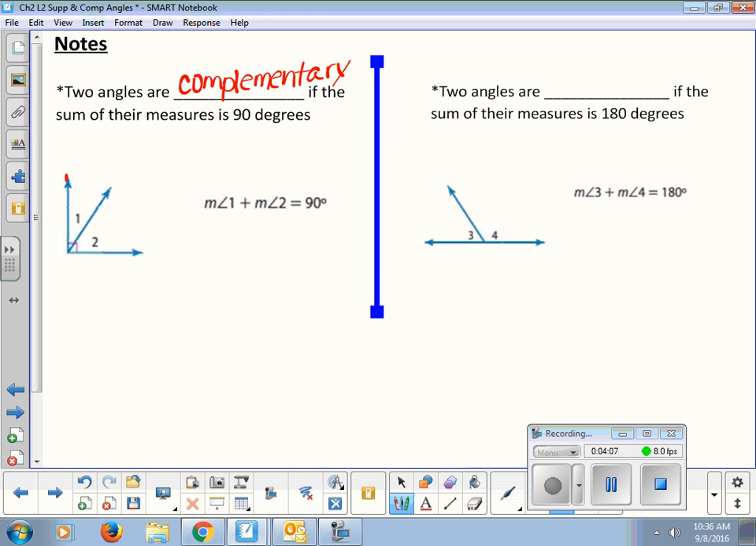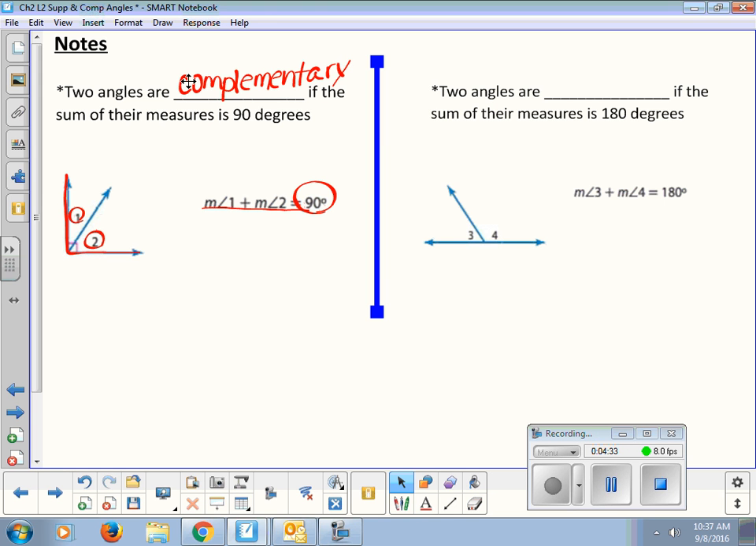If you notice in our example, if you take a right angle, which is 90 degrees, and you break it into two parts, you know that when you add the measure of angle 1 and the measure of angle 2, they're going to equal 90 degrees because together they form a right angle, and right angles are 90 degrees. So remember, complementary angles add up to 90 degrees.